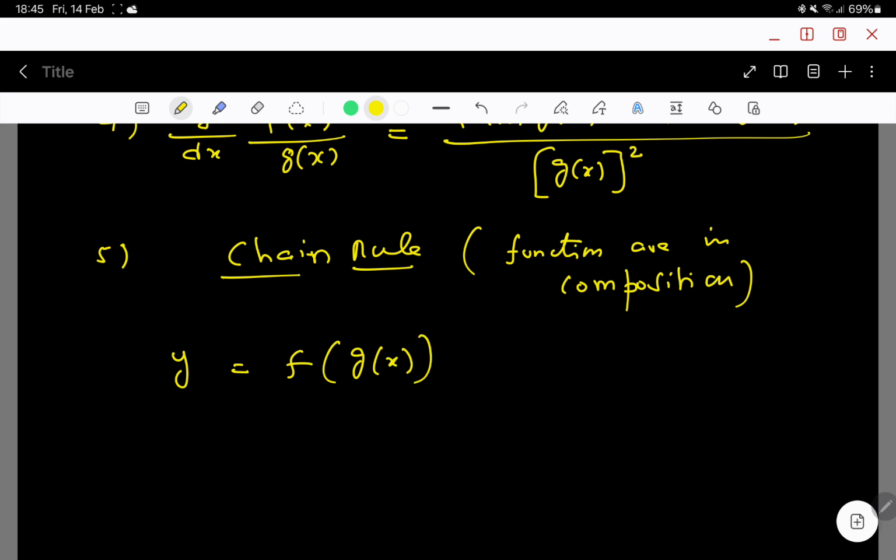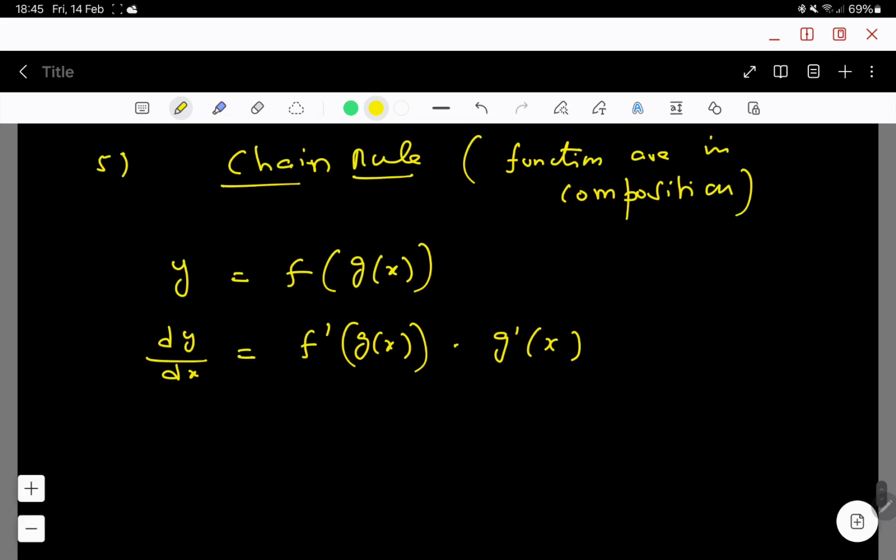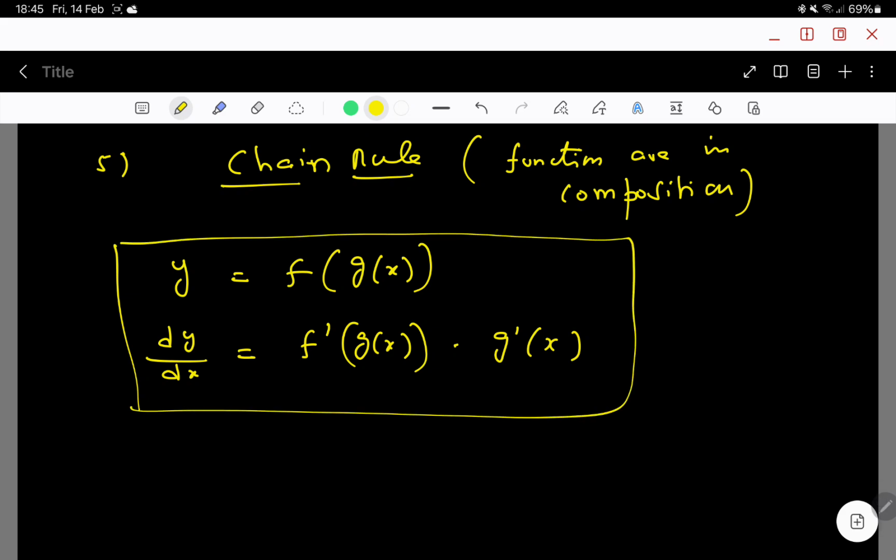How you differentiate? We write rule as dy by dx equal to, first to differentiate this function f, okay, f dash of g of x, okay? Again differentiating this g of x, that is d by dx of g of x into g dash of x, okay? This rule is called chain rule.